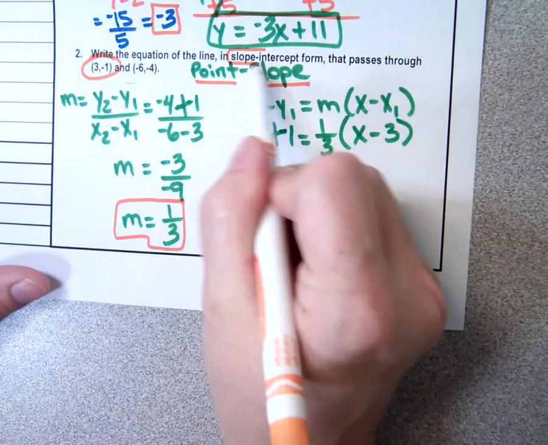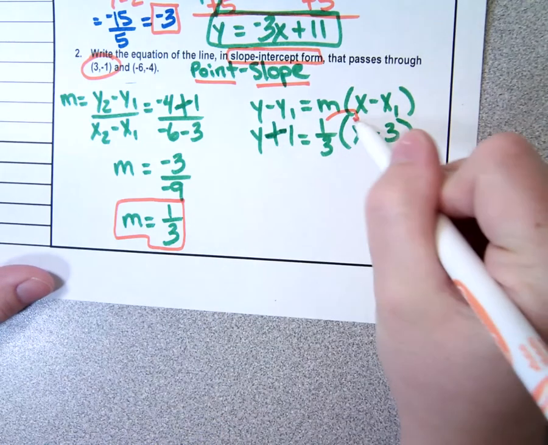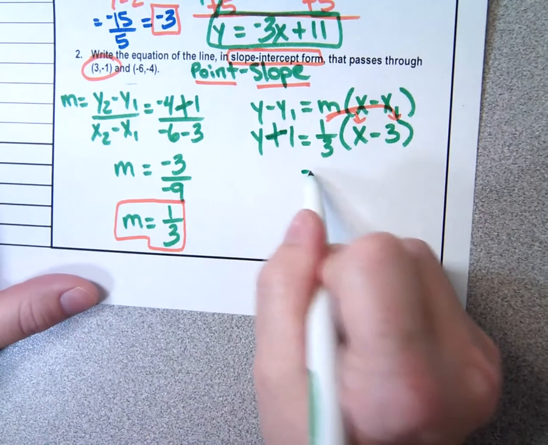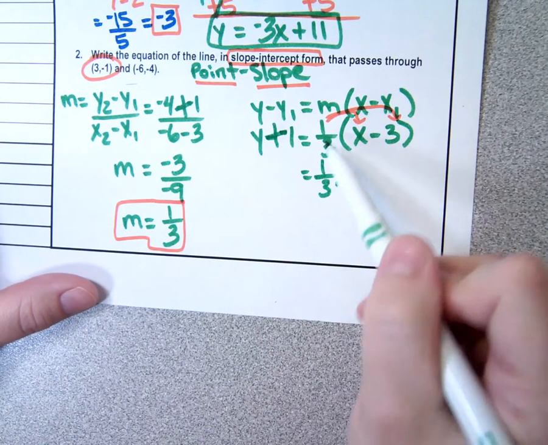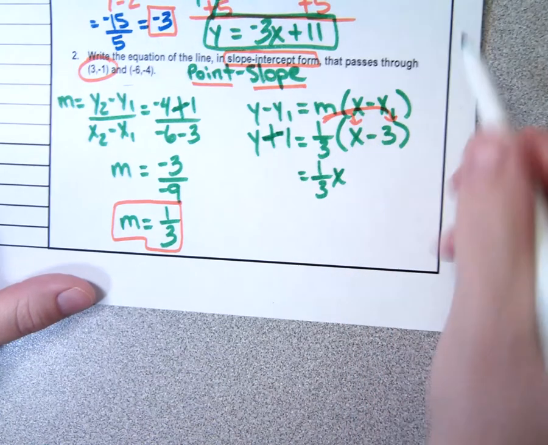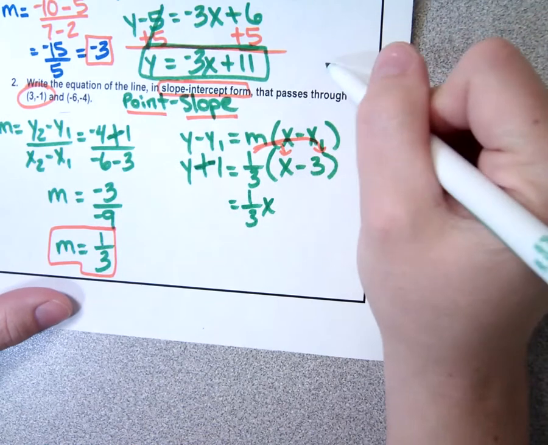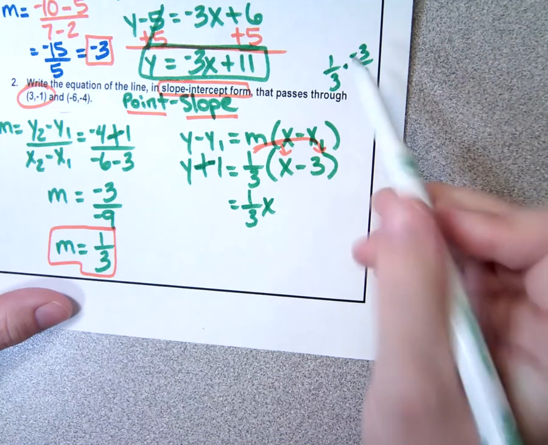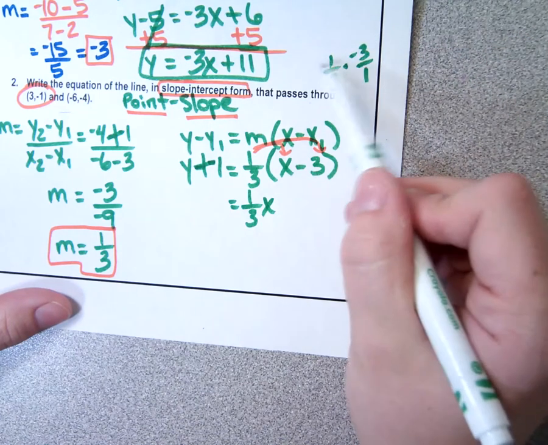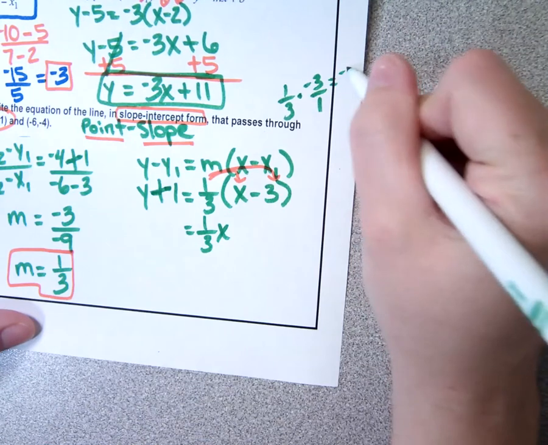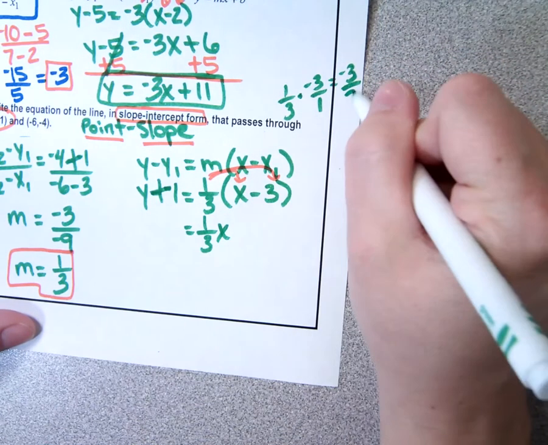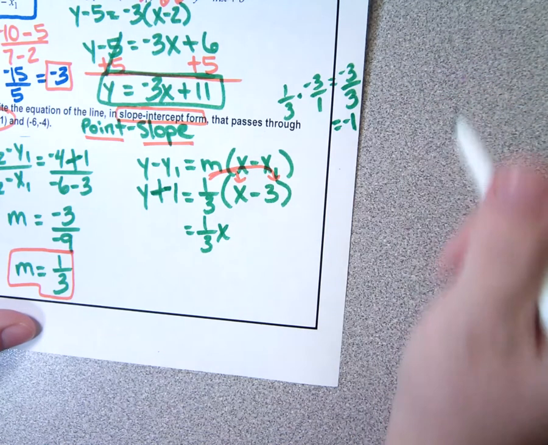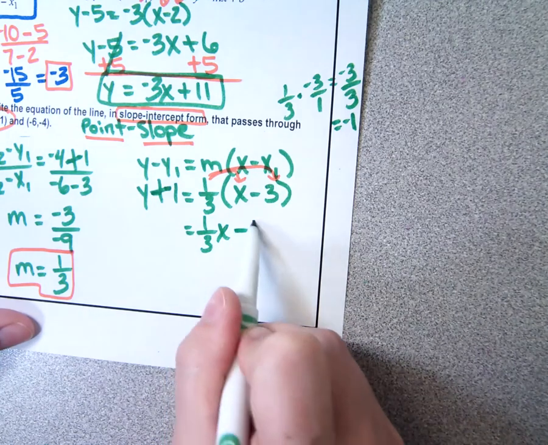Our final thing that we want to do is convert it to slope-intercept form. So I'm going to distribute my 1/3. So how much is 1/3 times x? 1/3 x. How much is 1/3 times -3? I'm just going to come up here and do it for a second. 1/3 times -3, which I'll pop over 1. Let's multiply straight across. What's 1 times -3? -3. How much is 3 times 1? 3. Now reduce. How much is -3 divided by 3? -1. So that's what I'm going to put right here, -1.